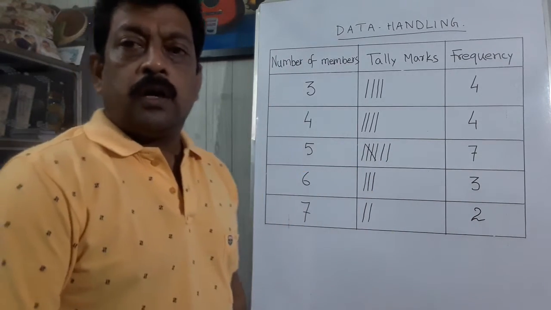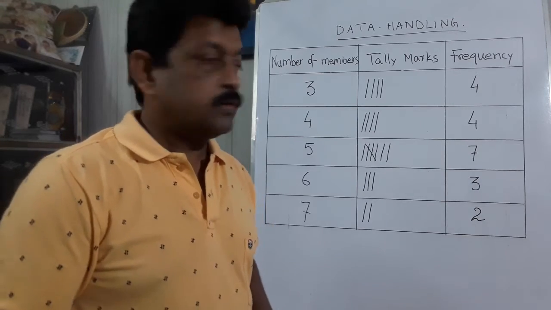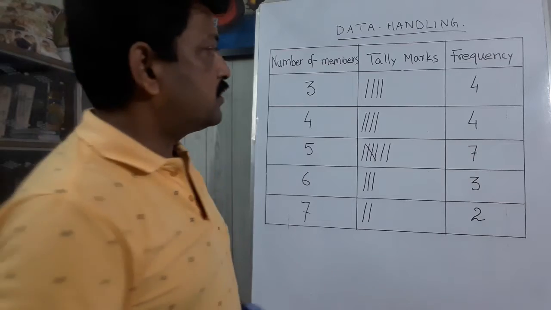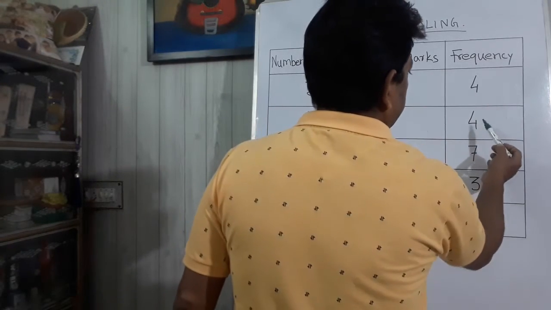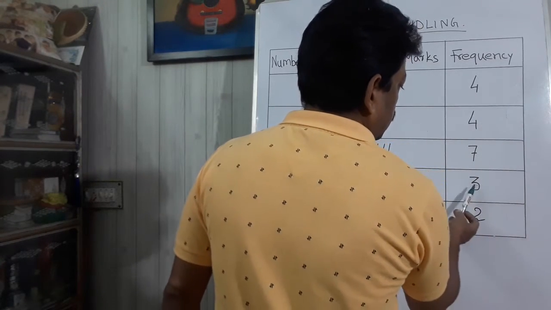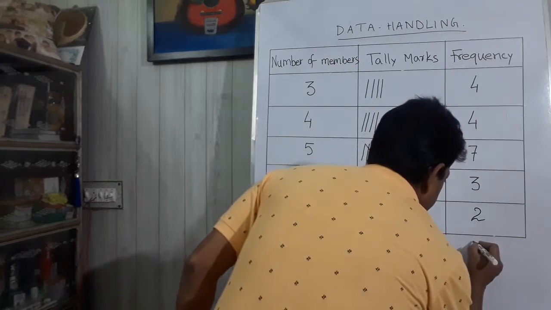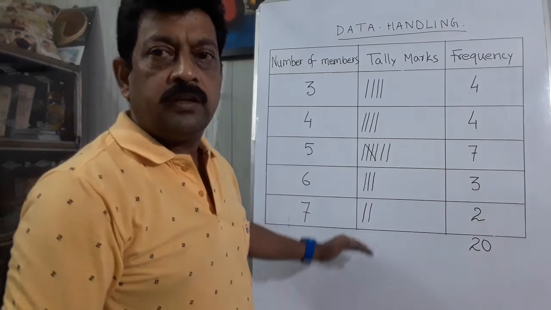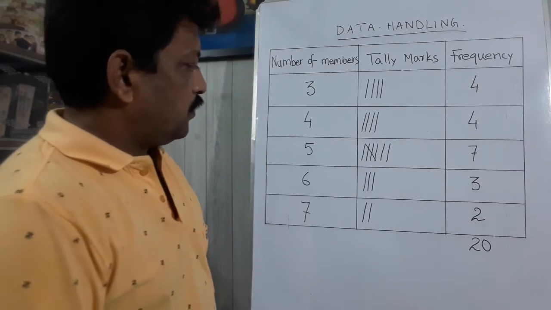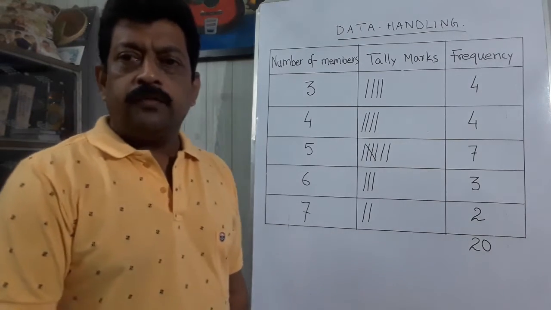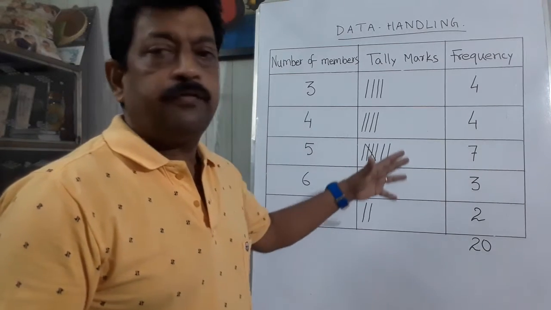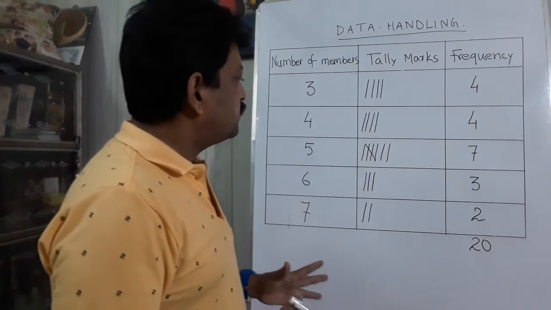The question was about 20 families. We have to add it and check whether 20 is coming or not. So 4 plus 4 is 8. 8 plus 7 is 15. 18, 20. So it is okay. Means we have not missed anything. Okay. So in this way, with the given observations, with the given table, we have to prepare the frequency distribution table.